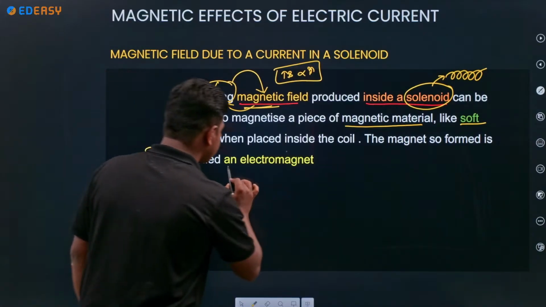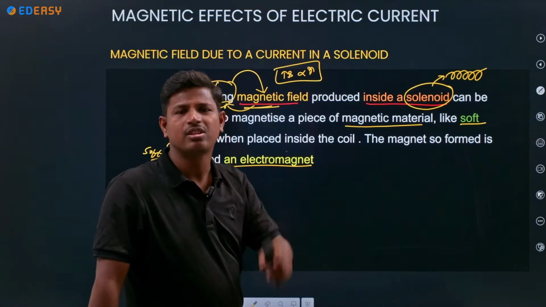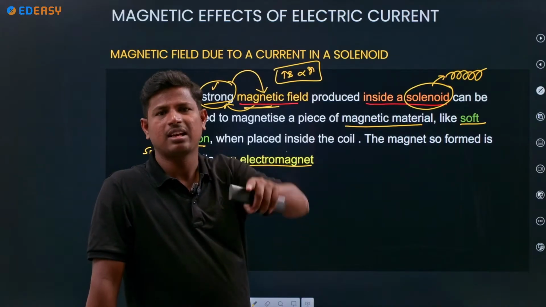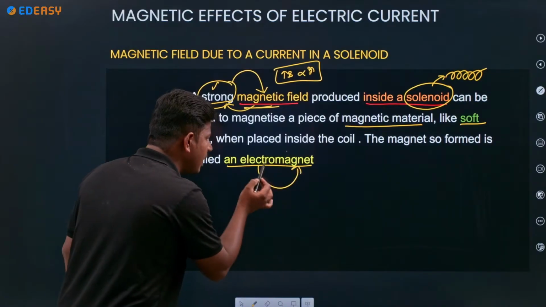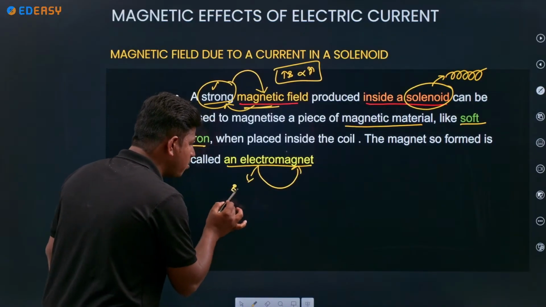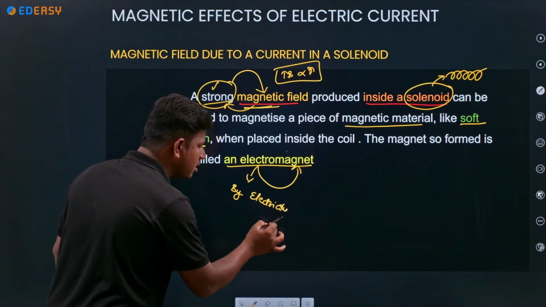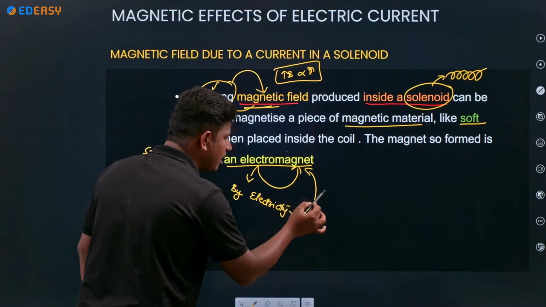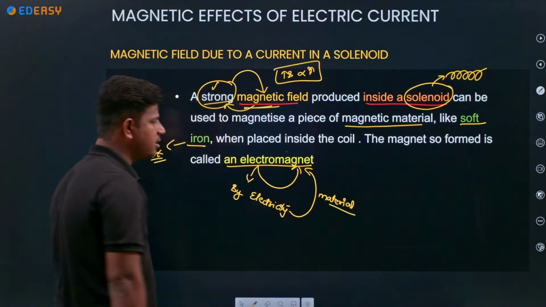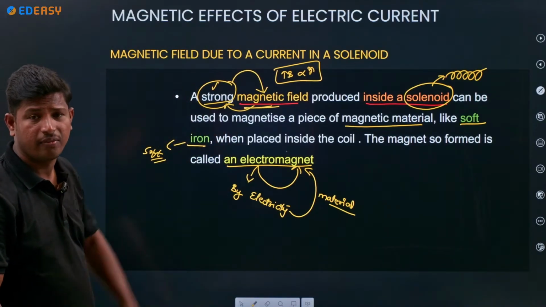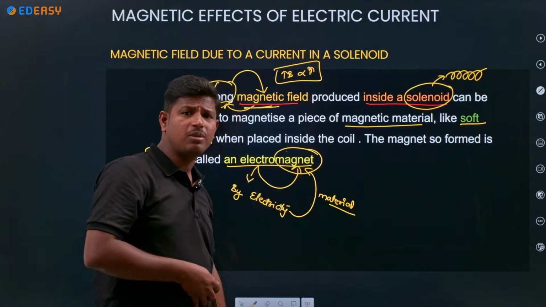So the process we call an electromagnet. What is meant by an electromagnet? A solenoid is electrified and it behaves like a magnet. By the process of electricity, a material gets magnetized. It's called an electromagnet. We take soft iron, and soft iron is behaving like a magnet.